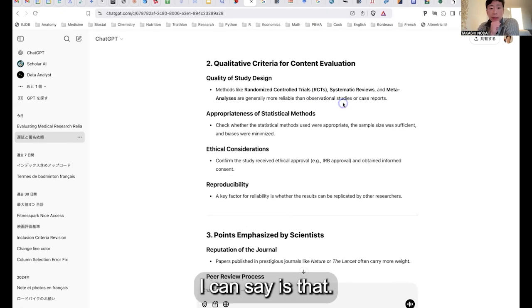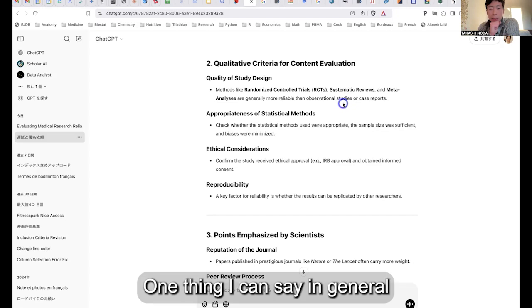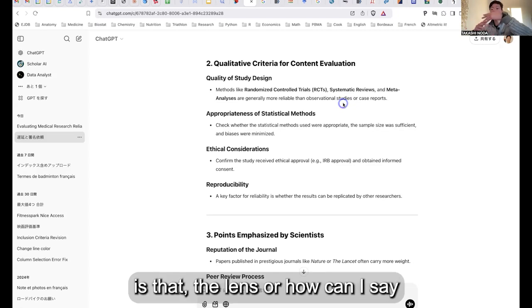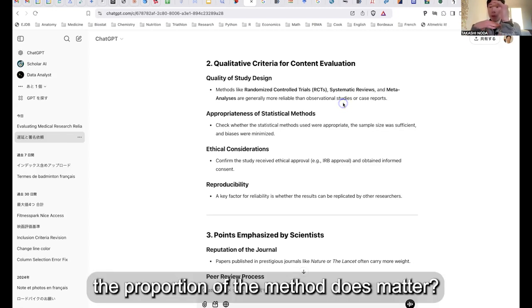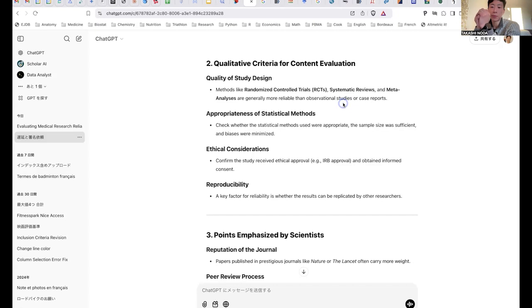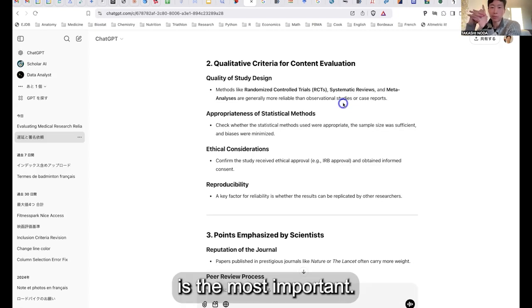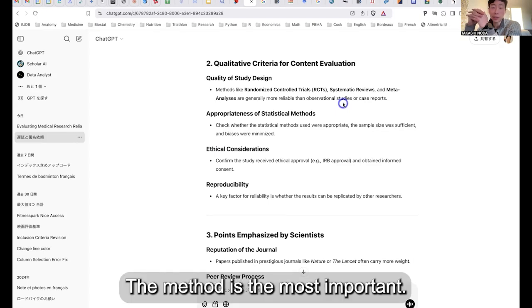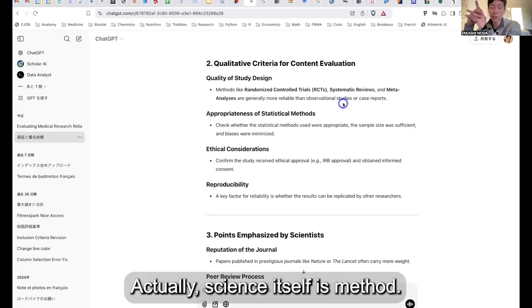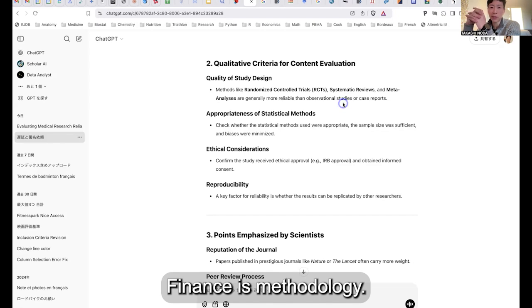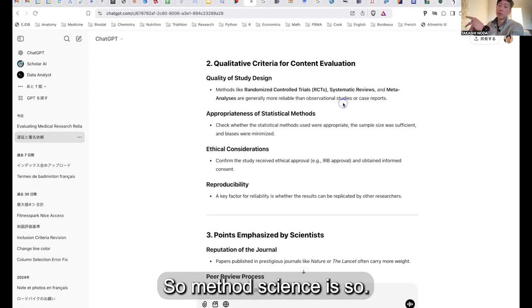One thing I can say in general is that the length, or the proportion, of the method section does matter. In scientific research, method is the most important. Do you believe so? Actually, it is. Science itself is method. Science is methodology. It's all about method. So method is science itself.